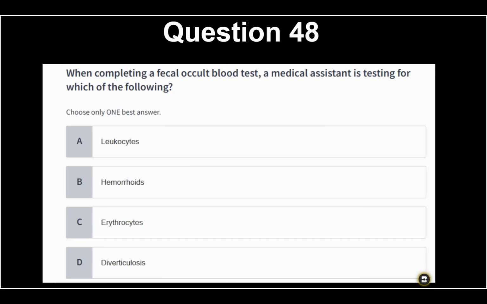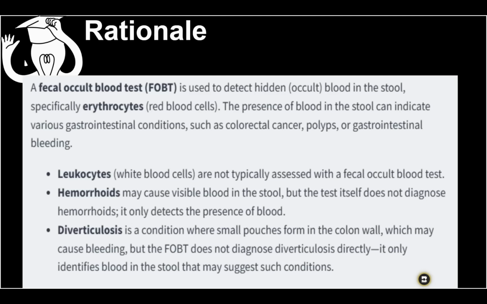A fecal occult blood test, also known as a FOBT, is used to detect hidden occult blood in the stool, specifically erythrocytes, those red blood cells. Now, the presence of blood in the stool can actually indicate various gastrointestinal conditions like colorectal cancer, polyps, or even gastrointestinal bleeding.